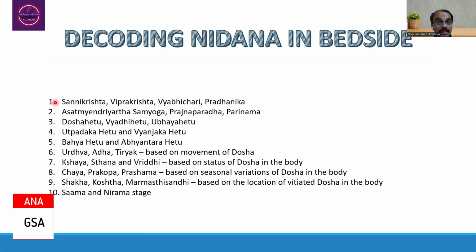And among the classification of the Abhyantara Hetu itself: Urdhva, Adha and Tiryaggati, depending upon the movement of the dosha; Kshaya, Sthana and Vriddhi, depending upon the quantification of the dosha in the body; Chaya, Prakopa and Prashamana, depending upon the seasonal influence of the dosha; Shakha, Koshtha and Marmasthi Sandhi, depending upon the location of the vitiated dosha in the body; and Sama and Nirama stage. So these are the several classifications explained in the textbooks.